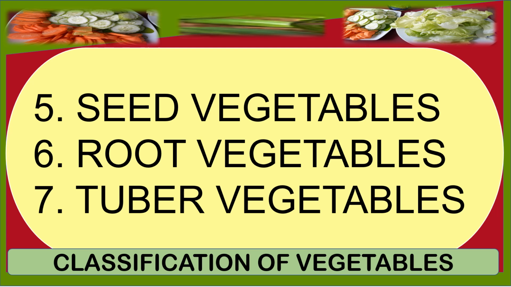All right, then let's proceed with number 7, the tuber vegetables. In this group, the plant's roots are modified and enlarged into a swollen structure that is full of nutrients. So, examples are potato, cassava, the yam, or the taro. All right.